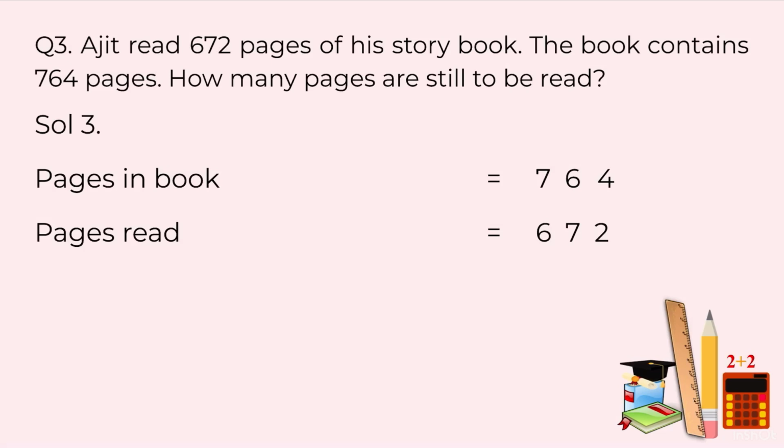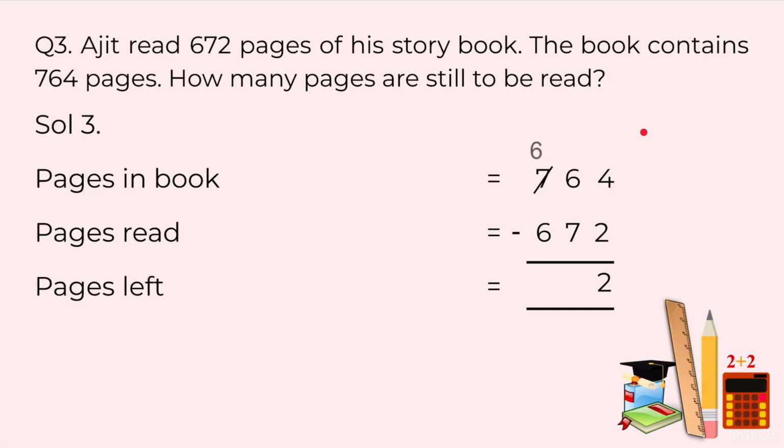Again back to the question, how many pages are still to be read? So pages left. And to find the number of pages left from total number of pages, we will subtract the number of pages he has already read. So we will get the number of pages that are left. So we will subtract 4 minus 2 will give us 2. From 6 we cannot subtract 7. So we will borrow from the neighbor. We'll cut 7, write 6 on top.